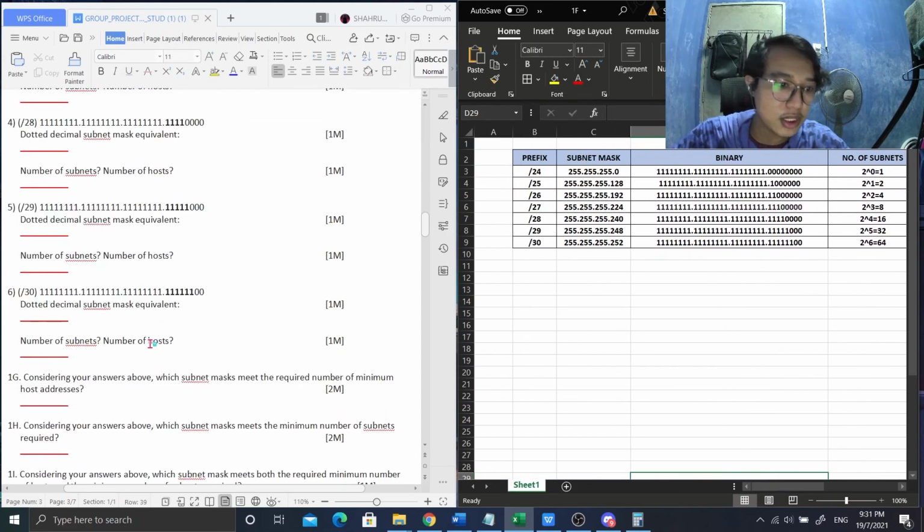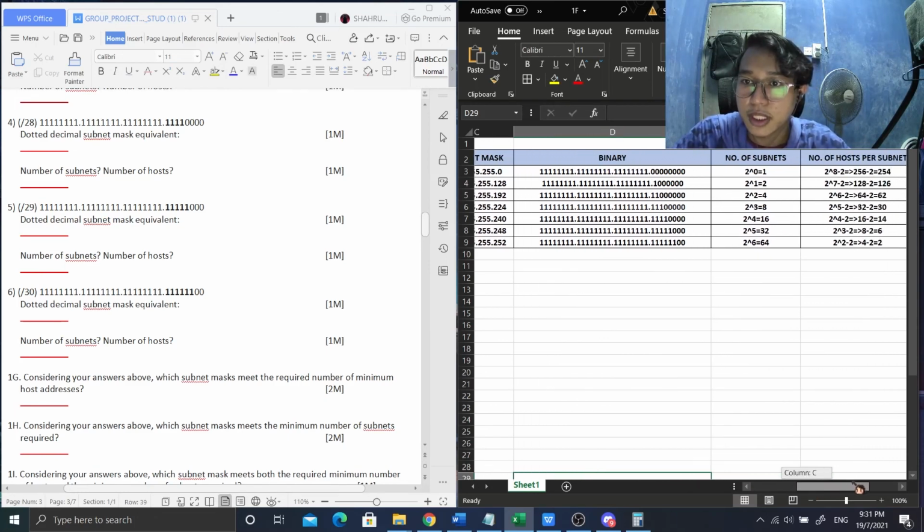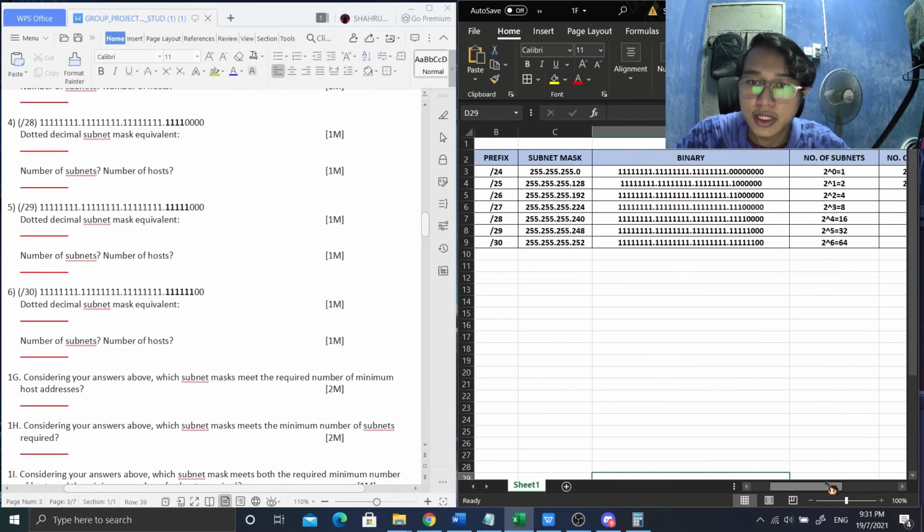For the last question, question 6, /30, for the prefix, to find the subnet mask, we can see we have only 2 0s. So 2 power of 2, the answer is 4. So we just calculate 248 plus 4. The answer is 255.255.255.252 for the subnet mask.